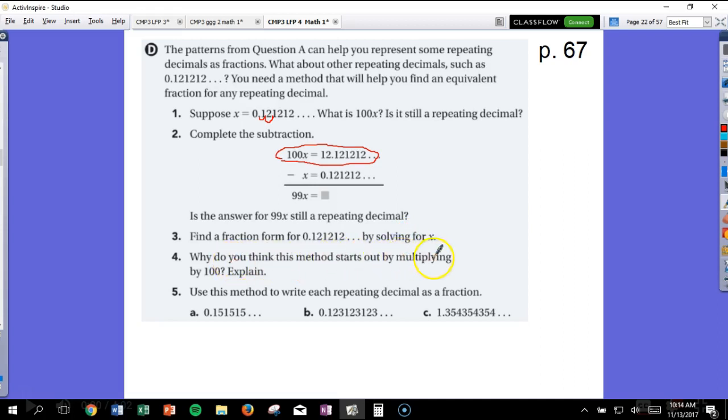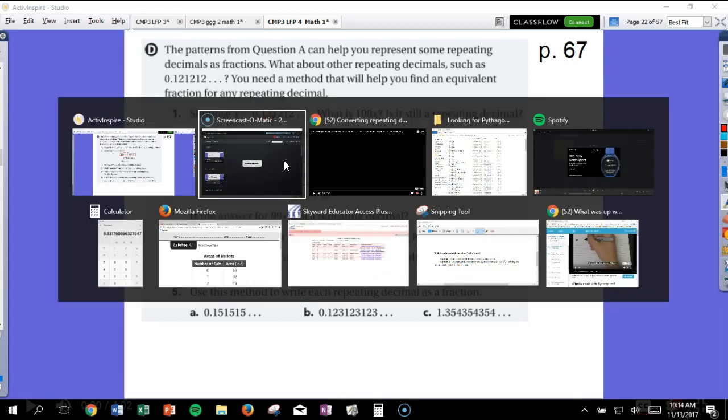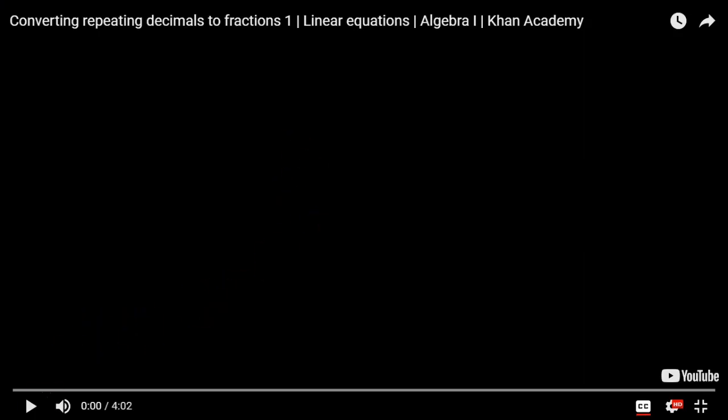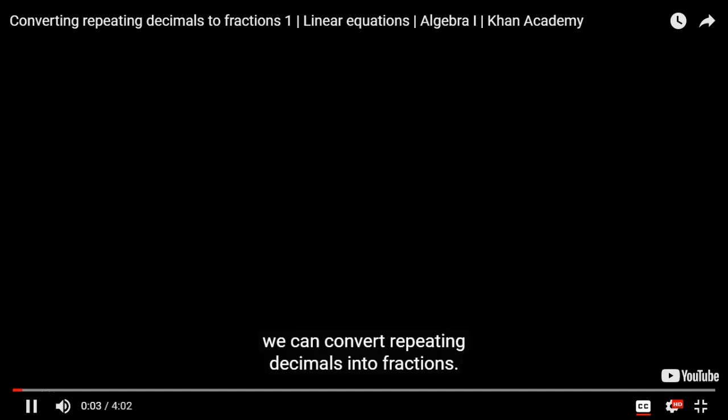And why do you think this method starts out by multiplying by 100? I kind of explained that to you. And then it wants you to use this method to write each repeating decimal as a fraction. Now, I'm going to have you watch a little video here that's going to explain this a little further. So hang with me. Take good notes on this too. In this video, I want to talk about how we can convert repeating decimals into fractions. So let's give ourselves a repeating decimal.